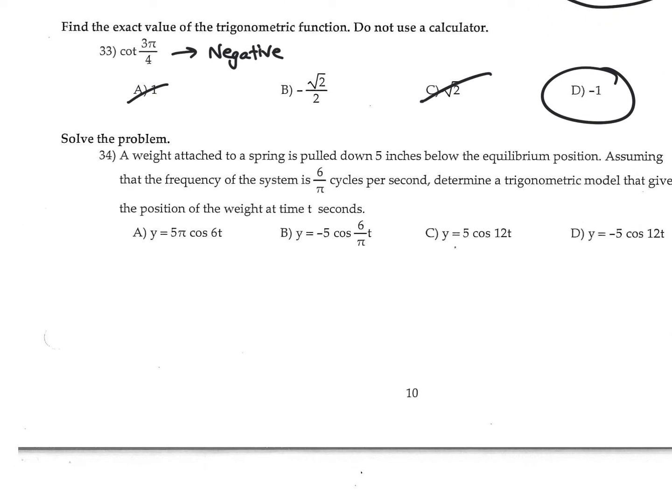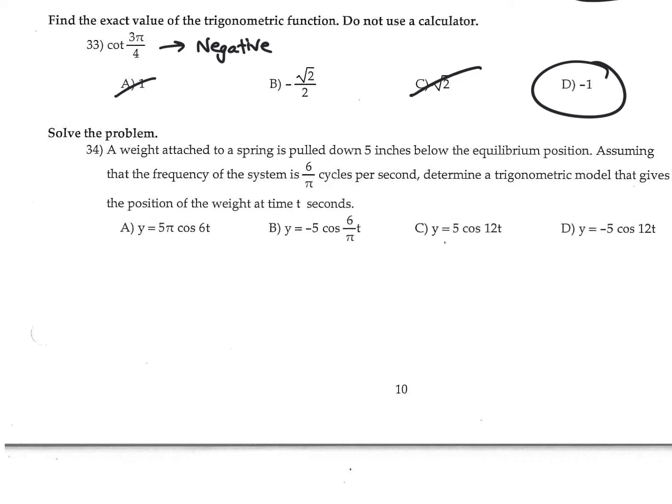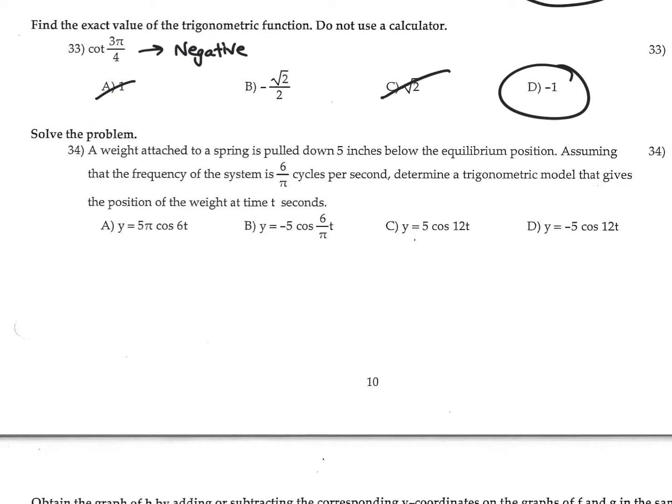On number 34, we are modeling the behavior of a spring pulled below equilibrium. So we are going to pull the spring below equilibrium, which means that we are starting at a low point. So I want my A value, the multiplier out front, to be -5. So right then I can eliminate options A and C.